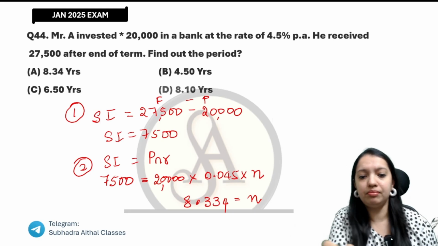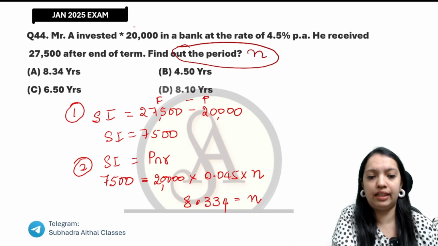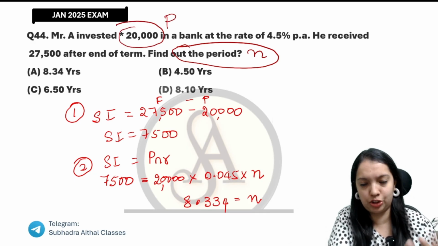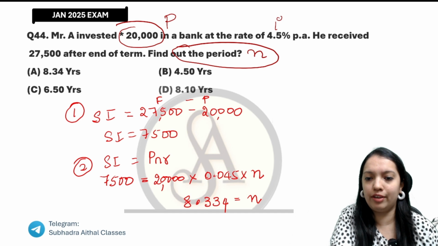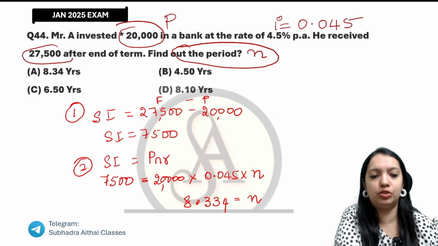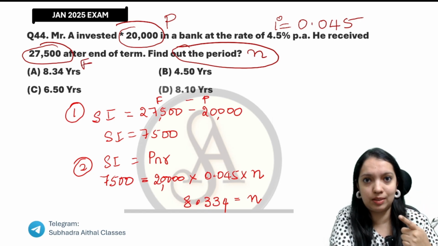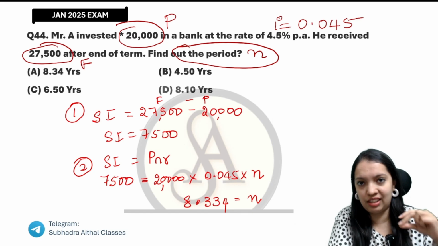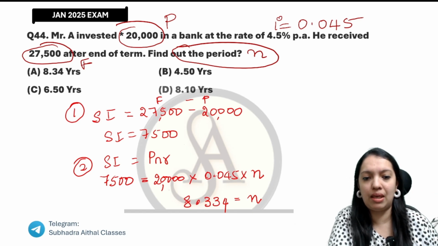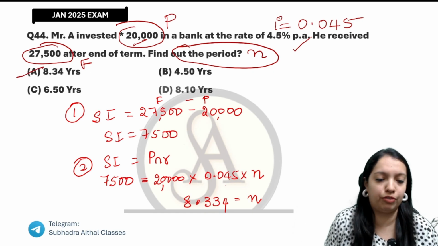Next question, find out the period. That means they are asking you to calculate N. Mr. A invested 20,000 in the bank, which is the P value, for 4.5%, I is 0.045. He received 27,500. This is the future value. How do you calculate simple interest? Future value minus principal, it becomes 7,500. Now apply the PNR formula. P value 20,000, R value 4.5%, N value is 8.334 years, which is 8.34 years.